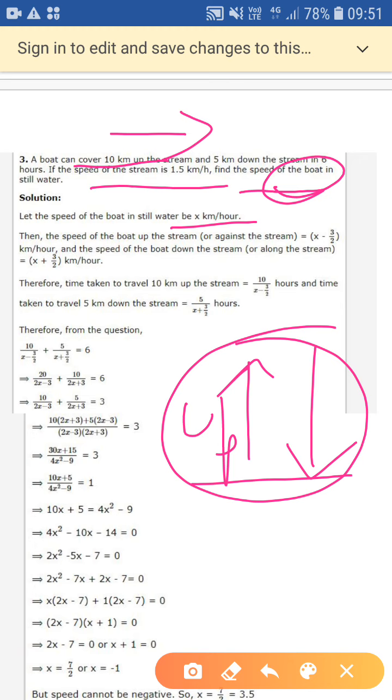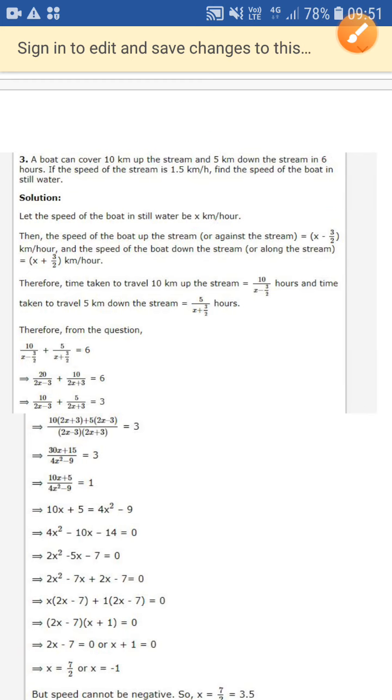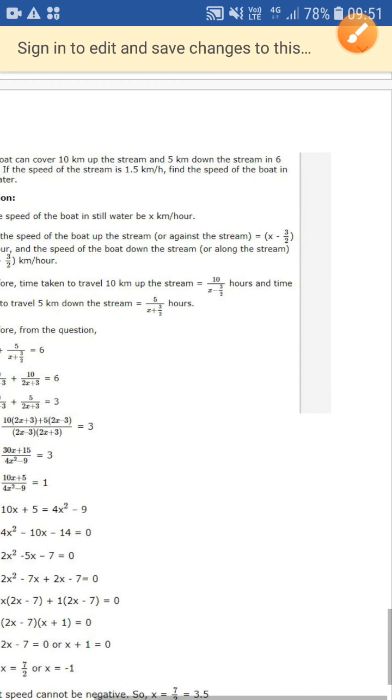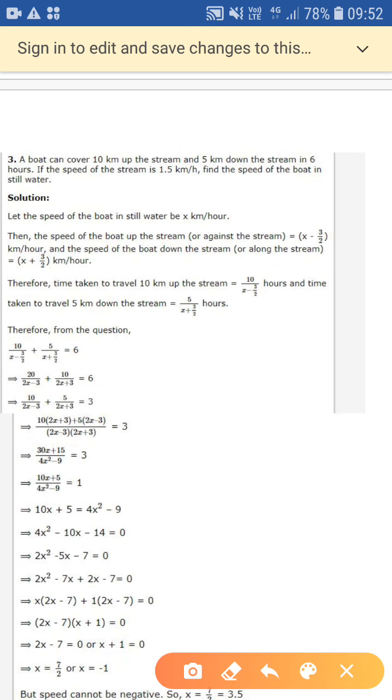And here the speed of the boat in still water is x km per hour, because we have to find out the speed of the boat. So let the speed of the boat in still water be x km per hour. Now the speed of the boat upstream, as I have told you, when it is against the stream, the overall speed will be subtracted. That is 1.5 we can write as 3 by 2, so x minus 3 by 2 km per hour, and speed of the boat downstream will be x plus 3 by 2 km per hour.